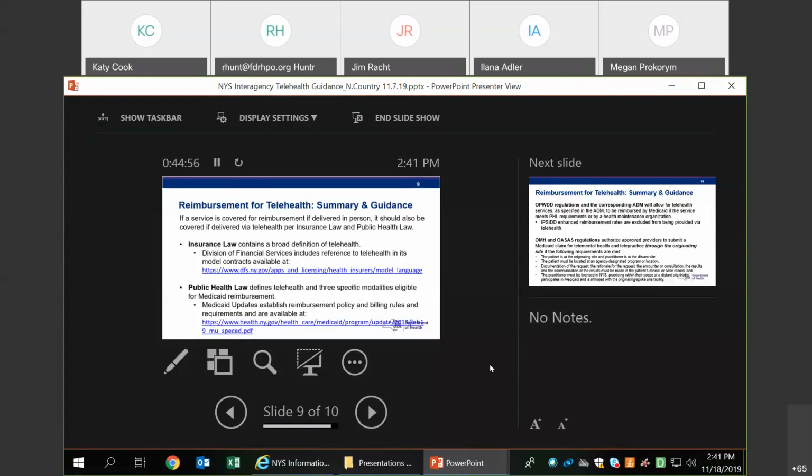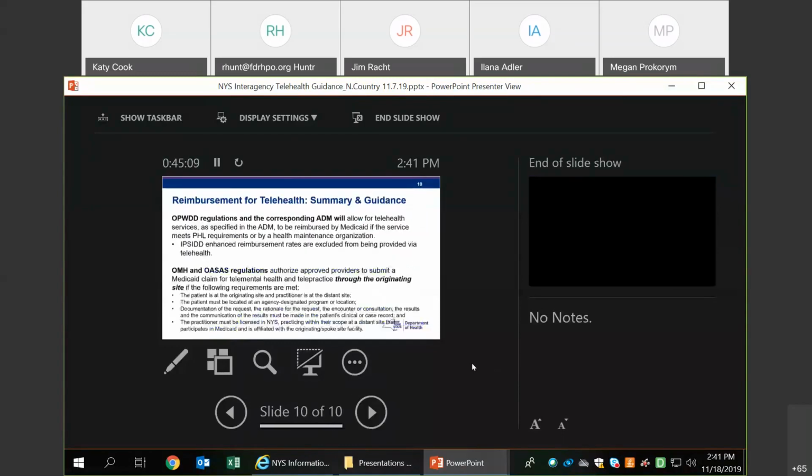And then for insurance law, I mentioned there's a broad definition of telehealth in statute. The Division of Financial Services references telehealth in their model contracts, and those are available at that link for those that are interested. And then quickly, this is my last slide. This is the quick overview for the other state agencies. OPWDD regulations and their ADM allow for telehealth services that will be more specified in the ADM, to be reimbursed by Medicaid if it meets the public health law requirements, or through a health maintenance organization.